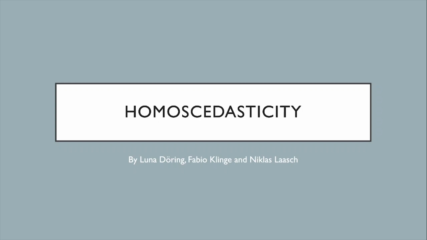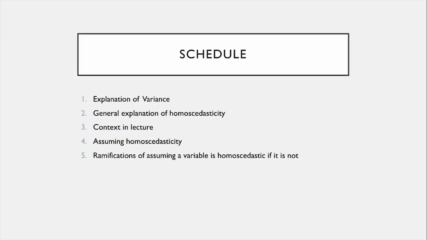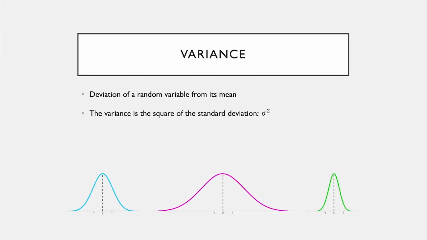What sounds pretty hard is actually quite simple, and we'll guide you through it step by step. First, we're going to talk about the underlying concept, variance. Secondly, we're going to define homoscedasticity for you, and afterwards we're going to put it in the context of the lecture and therefore show you why you need it. In the end, we're going to show you when to assume homoscedasticity and what negative effect it brings if you assume it wrongly. But first, let's talk about variance.